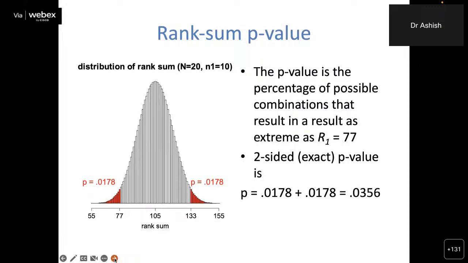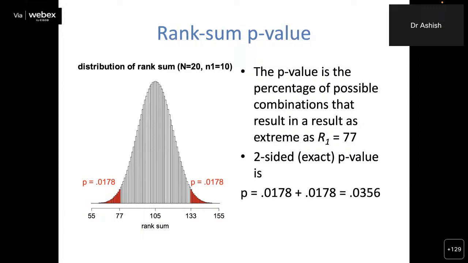Two-sided test we are doing. We don't know whether the condition is improving or deteriorating. So the exact p-value based on that test, for the right tail, we are getting as 0.178, and for the left tail also we are getting as 0.078. So cumulatively the p-value which we are getting is 0.03. So you can see that this p-value is less than 0.05. It is giving you an indication that the two groups are different, are independent, they are statistically significantly different.